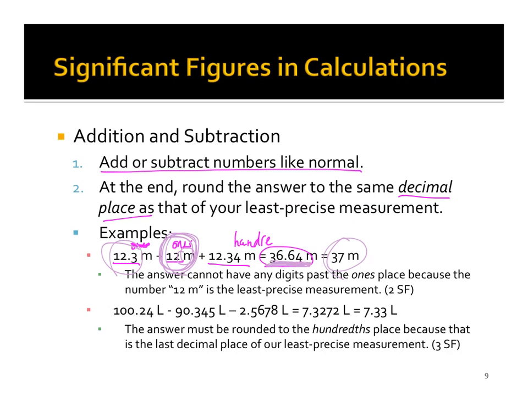If we look at this other example that we have, 100.24 minus 90.345 minus 2.5678 equals 7.3272. And again, we are not sure of these last couple of places because we don't know what comes after this 4 or what comes after this 5. So we have to go to the least precise, and the least precise in this group is the 100.24. So since this one is precise to the hundredths place, we're going to be precise to the hundredths place in our answer.